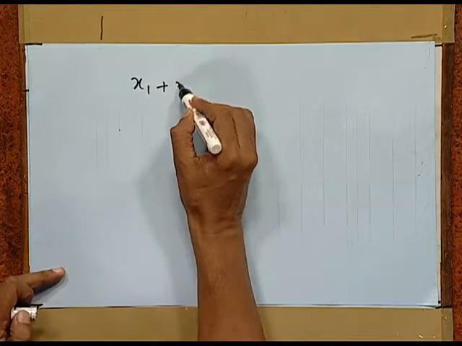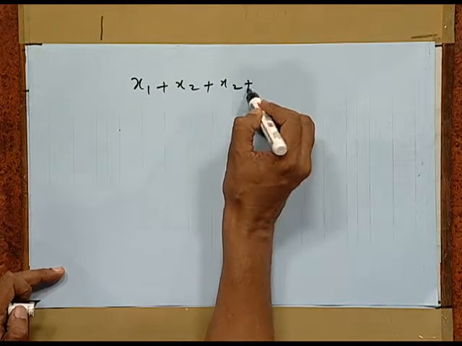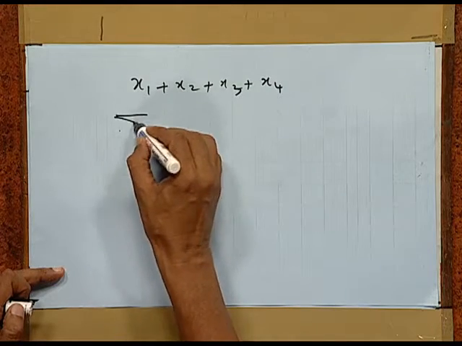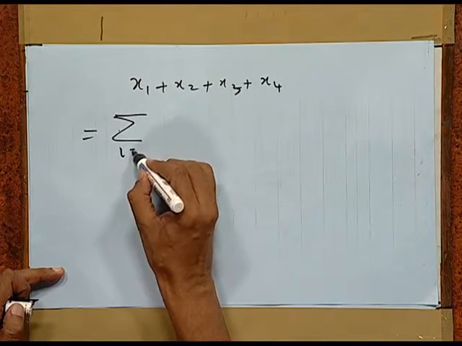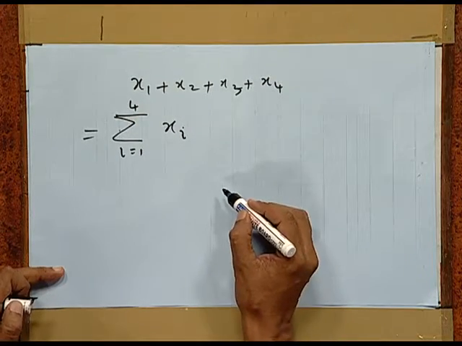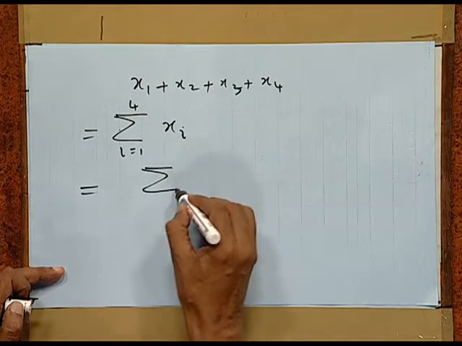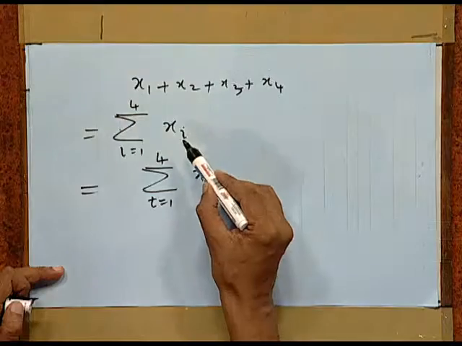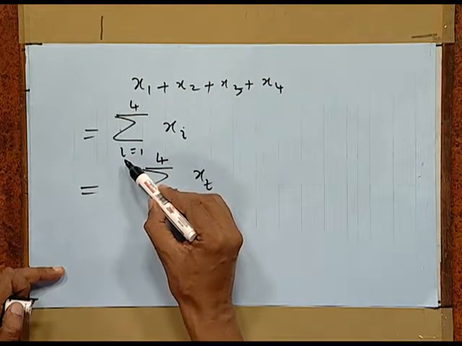For instance, if you have an expression like this, now this thing can be written as sigma x_i, i is 1 to 4. Also, you can write this as sigma x_t, t is 1 to 4. So, we can use any symbol here and the same symbol should be repeated here. This way we can write a large number of terms of a series in a simple compact form.